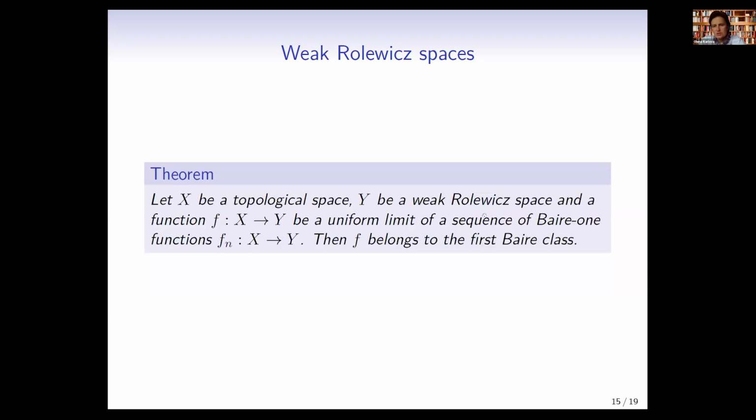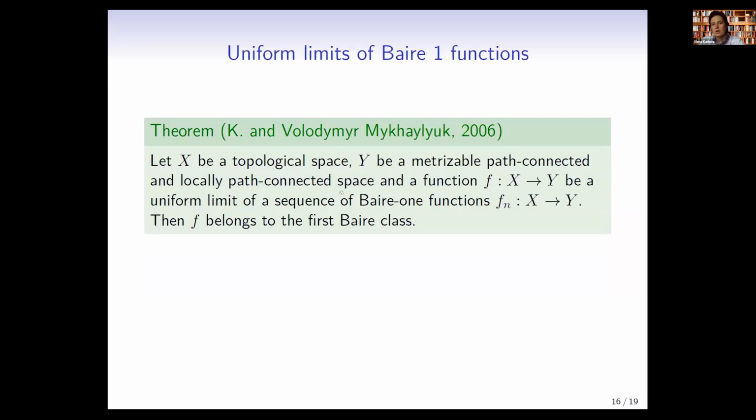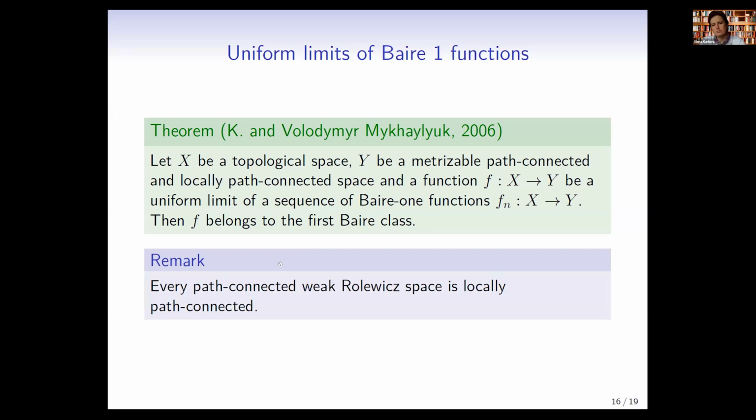And we can prove that this condition is also sufficient for the class of Baire-1 functions to be closed under uniform limits. Another result concerning uniform limits of Baire-1 functions was proved jointly with my colleague Volodymyr Mikhailuk. We proved that the class of Baire-1 functions is closed under uniform limits if Y satisfies path connectedness and local path connectedness. So naturally it arises: it's easy to see that every path connected weak Rolewicz space is locally path connected.